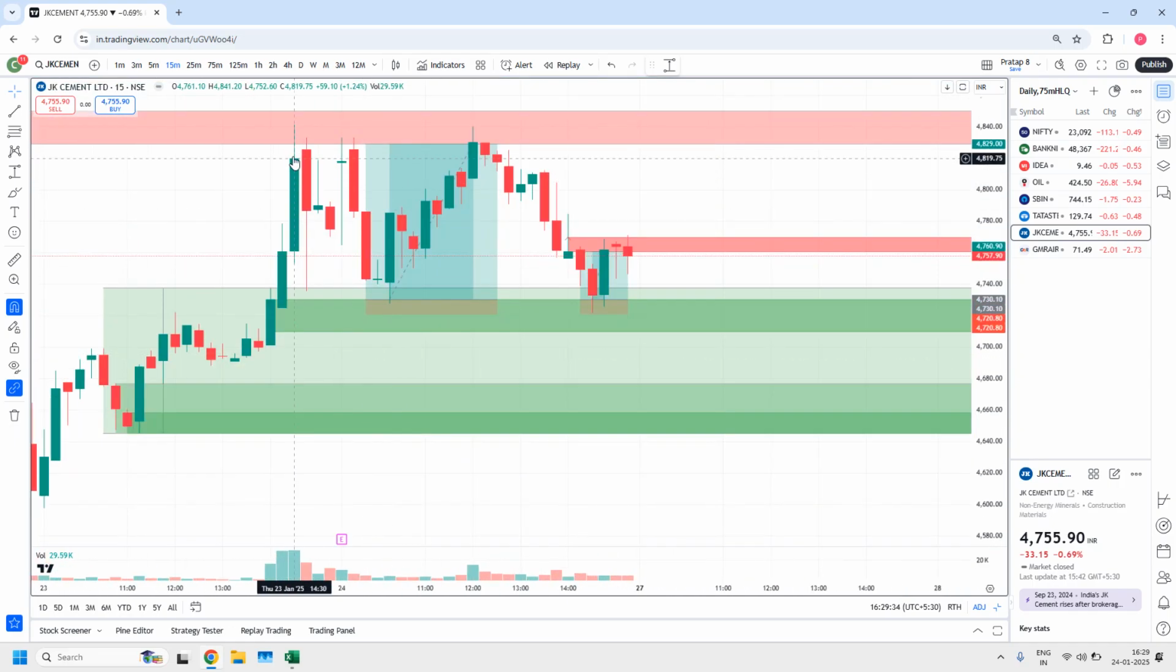See, again it is tested yesterday. And today again it is tested. Today morning it tested and prices came to our fine-tuned zone. Today morning, if anybody would have identified this 15 minute zone and planned your trade, you would have got one trade opportunity here.